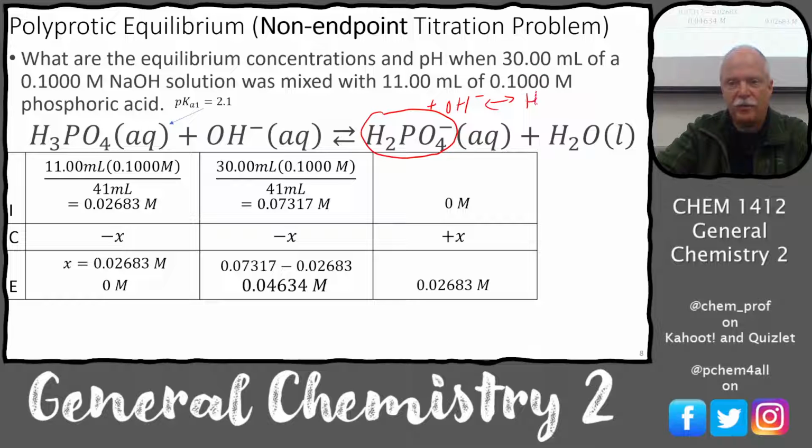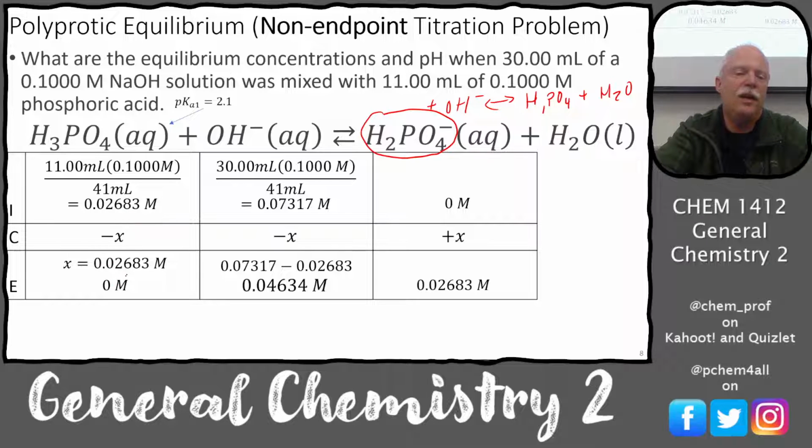And we'll make the H1 version, HPO4, plus water. Right? So see how we've got excess hydroxide. It's going to keep reacting with the acid and pull the second proton off. So that's our next reaction.